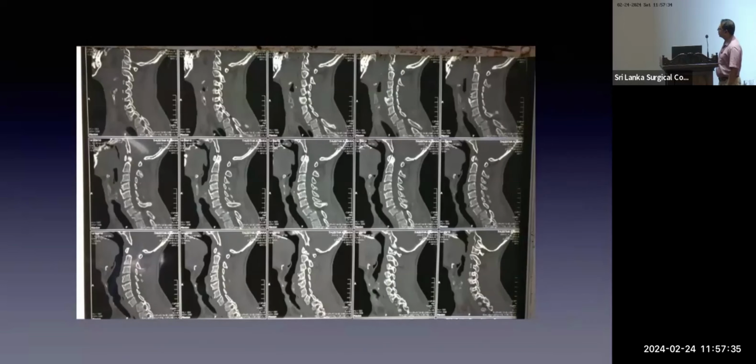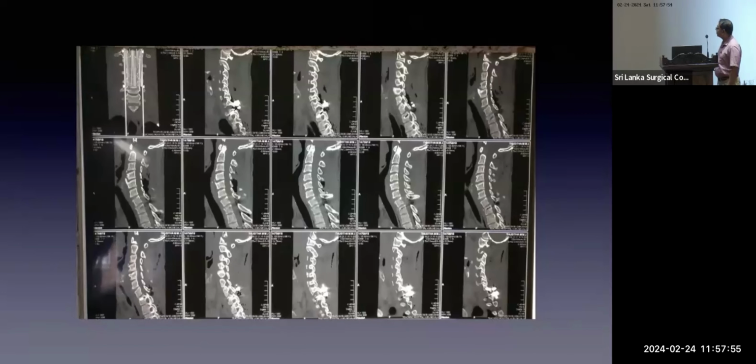Dislocation. Right? So he's neurologically intact. Nothing wrong with him. Only complaining of pain. What are you going to do? Conservative management. What? You're going to fix it. Yeah.